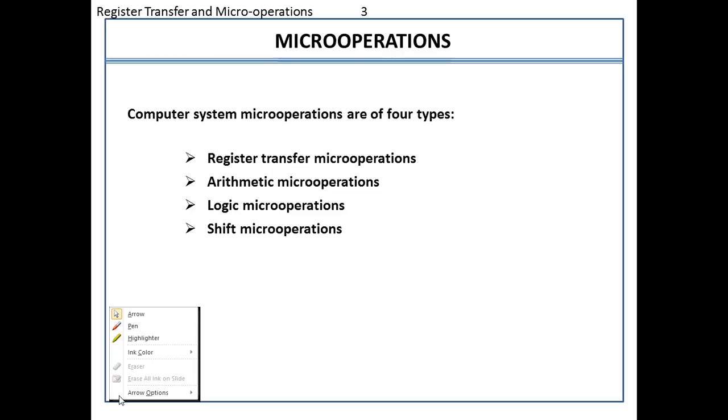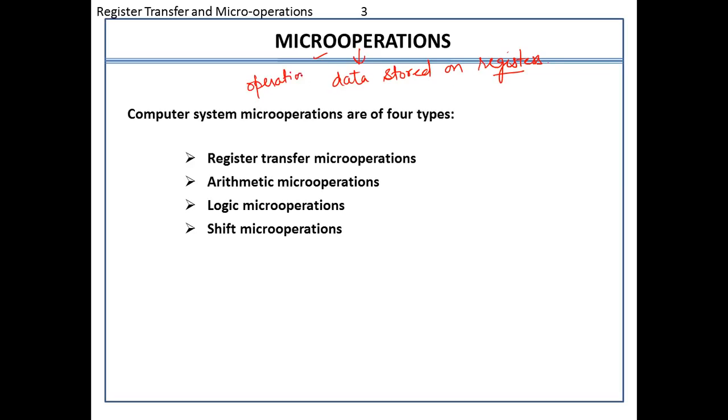The idea is that microoperations are the operations that we perform on the data which is stored in the registers. This is very important to understand because it leads to the definition of the operations. Whenever we perform any kind of operation on the data which is stored in the registers, we call such operations microoperations.